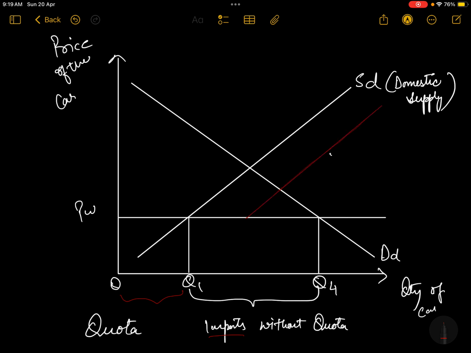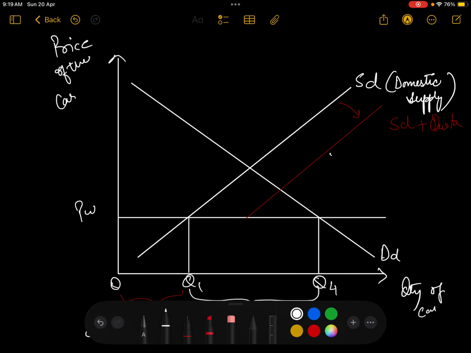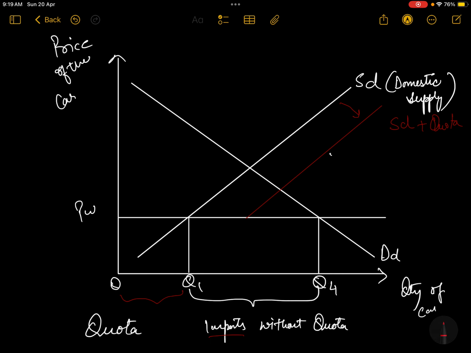So looking at this supply curve, this is the supply along with the quota. Now the domestic supply will be SD plus Q2, and this shift represents the quota limit. Now, what is the further impact of this quota? We will see how the quota has affected the market.